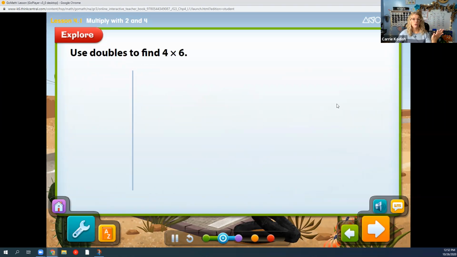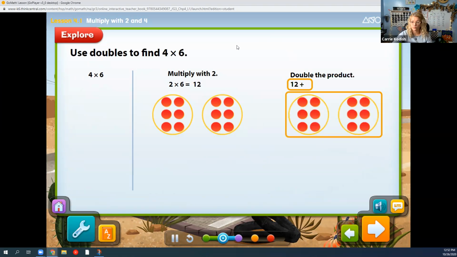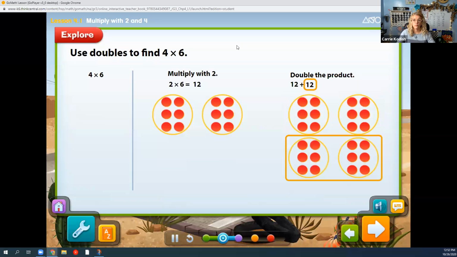You can use doubles to find the product of 4 times 6. When you multiply with 4, you can multiply with 2 and then double the product. The product of 2 times 6, or the sum of 6 plus 6, is 12. Now, double the product. 12 plus 12 equals 24. What's the product of 4 times 6? So what did he just say?